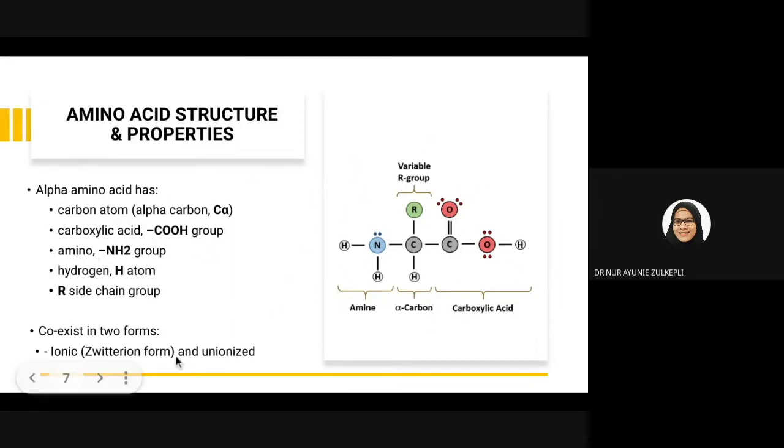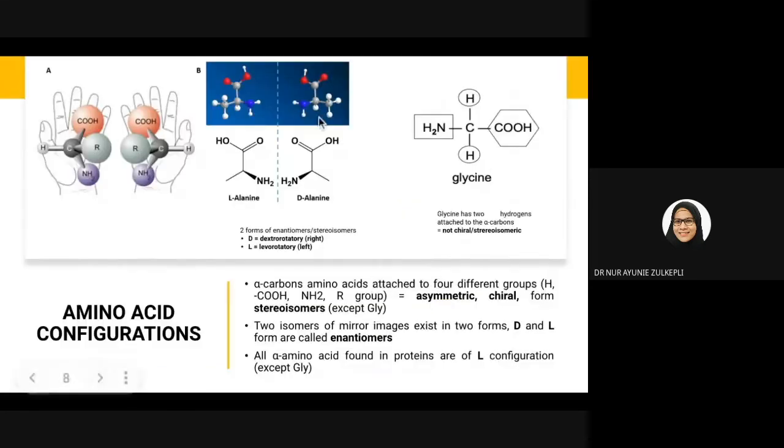So you have to know that amino acid coexists in 2 forms, which are the ionic, zwitterion form, or also the unionized form. You need to know as well the configurations of the amino acid. I mentioned alpha carbon just now. Here the alpha carbon is attached to 4 different groups, right? The hydrogen, the COOH carboxyl group, the amino group, and also the R group.